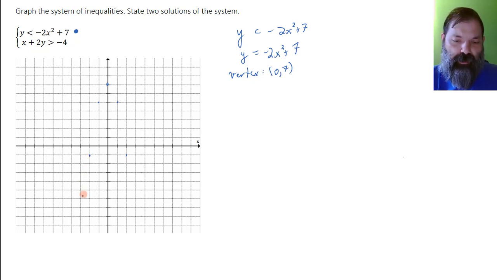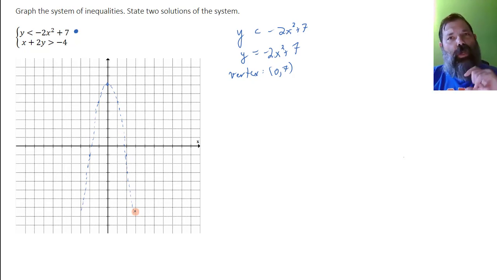So I've got something like this. I'm trying to draw a dotted parabola here. And so it's going to look something like that. All right, so now since it's in the form y is less than, then we know to shade below the boundary. If it were a greater than, we would shade above. So I would shade below this boundary.